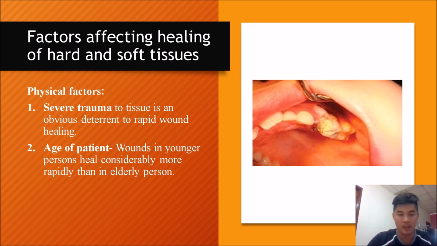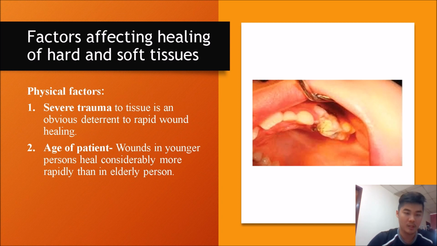However, studies have shown that in mild traumatic injury, there may be a favorable healing process. And it is also well recognized that a second wound inflicted at the healing site of an initial wound is going to heal more rapidly than the initial wound.